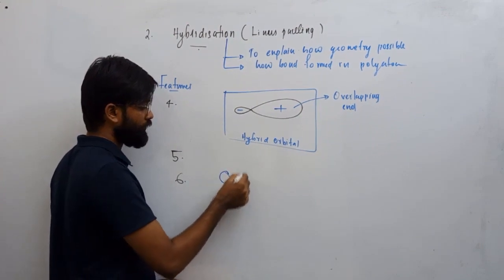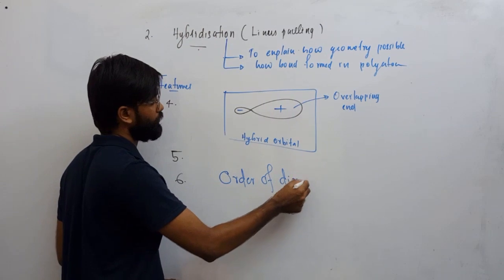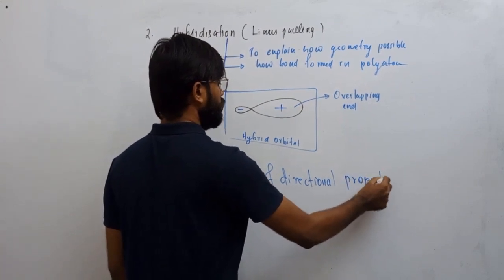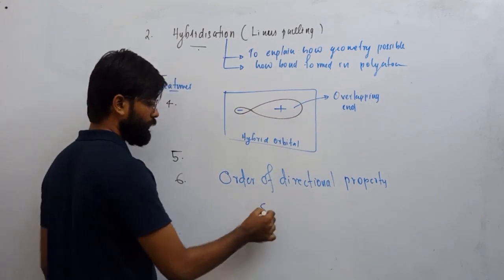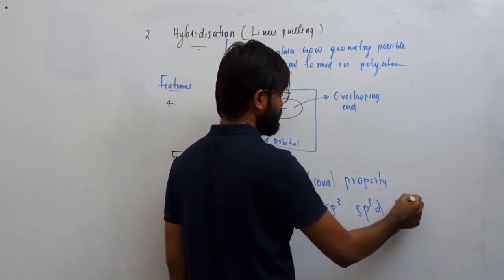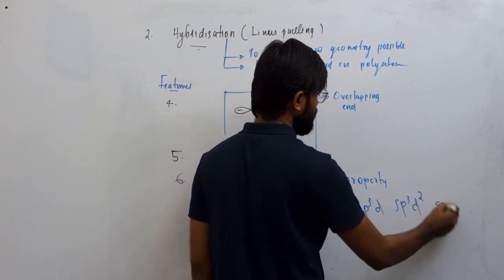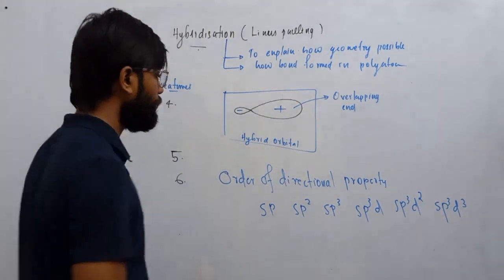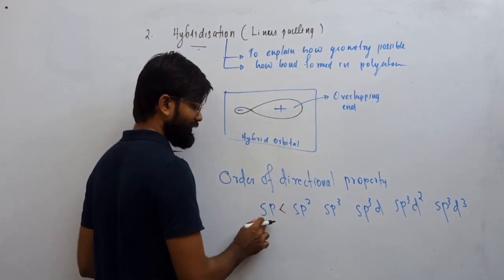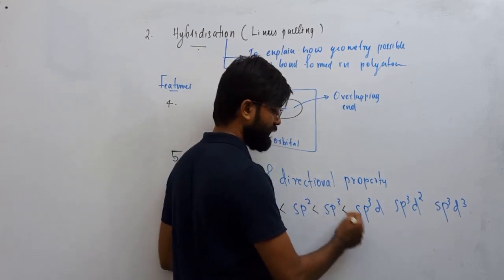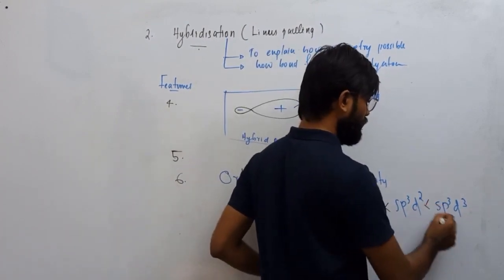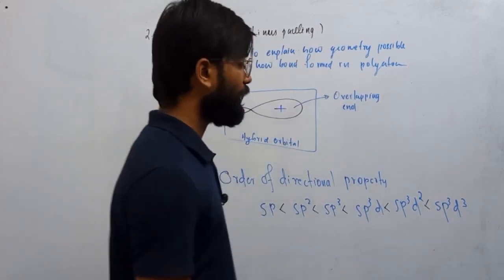And the order of directional property. We will discuss six different kinds of hybrid orbitals: sp, sp2, sp3, sp3d, sp3d2, sp3d3. sp is between s and p, sp2 between s and 2p, sp3 between s and 3p, sp3d between s, 3p and d, sp3d2 between s, 3p and 2d, and sp3d3 between s, 3p and 3d.